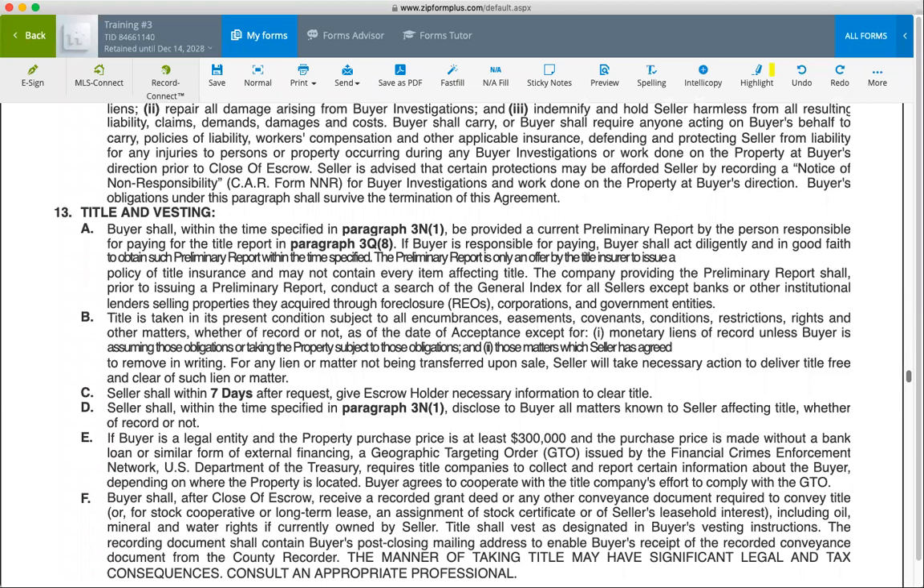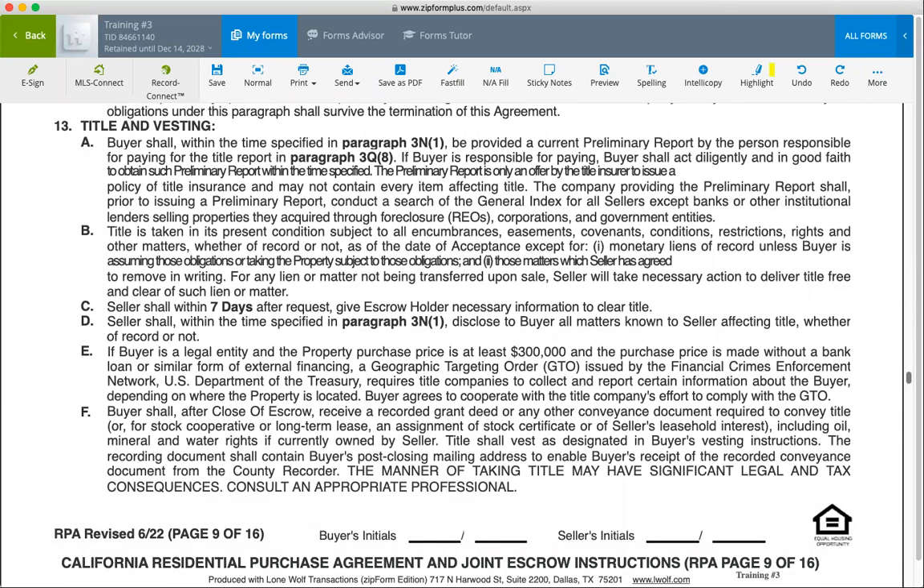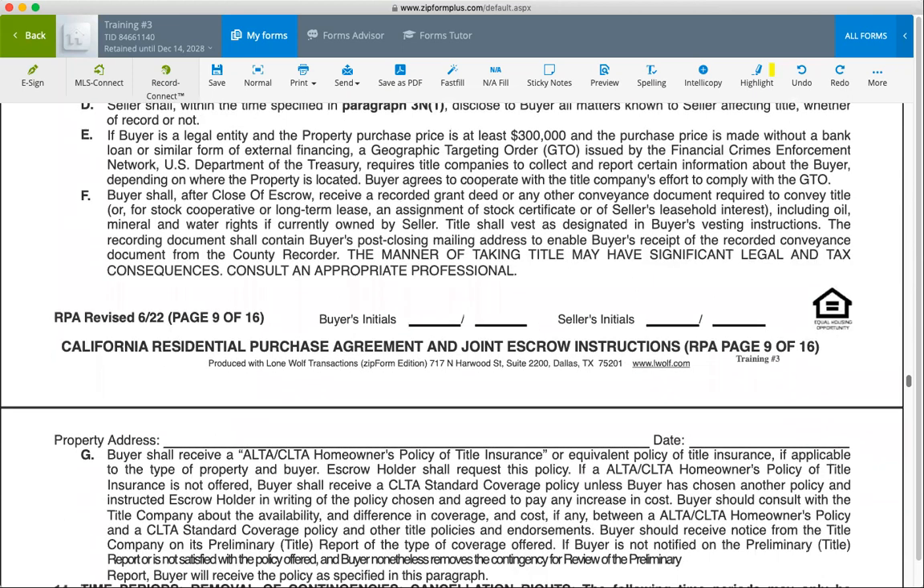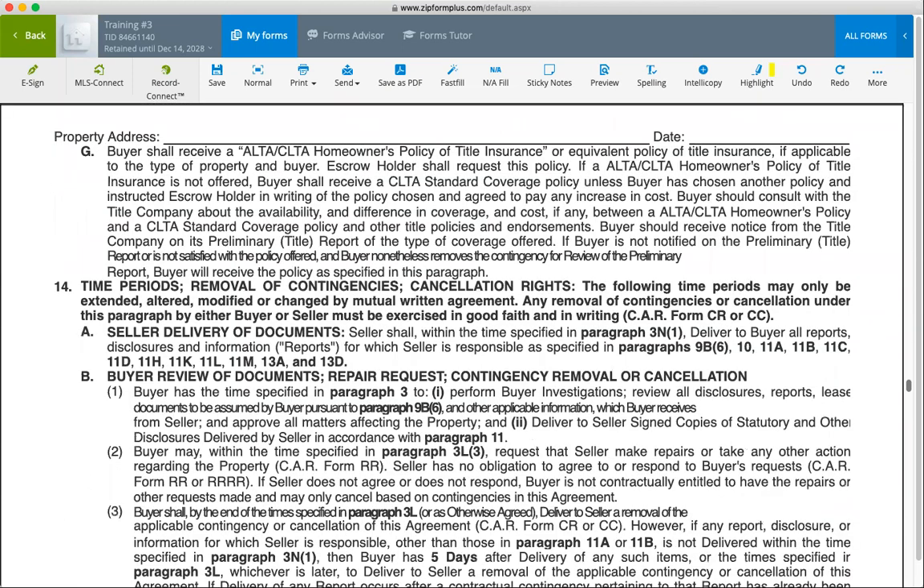Title investing. How does a buyer want to take title? What requirements around that, options around that, the different types of title insurance that one might get.